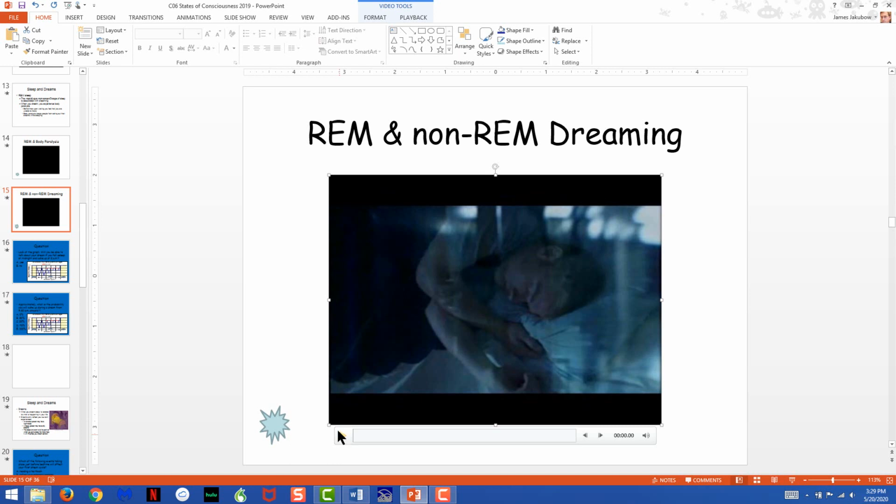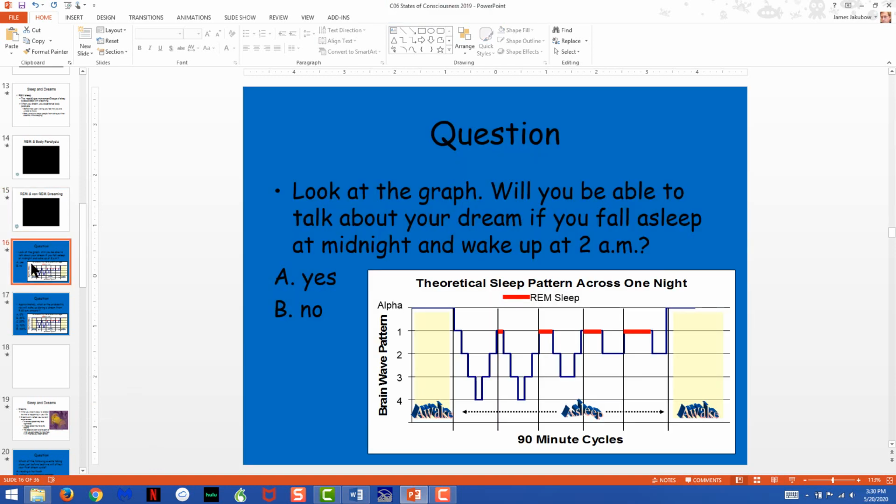But that is, of course, just conjecture on my part as we go into a couple of questions about sleeping and dreaming. Take a look at this graph. This is the same figure you have been working with earlier. Will you be able to talk about your dream if you fall asleep at midnight and wake up at 2 a.m.? Stop the video, look at the figure very carefully, and I'll give you the answer in a moment.